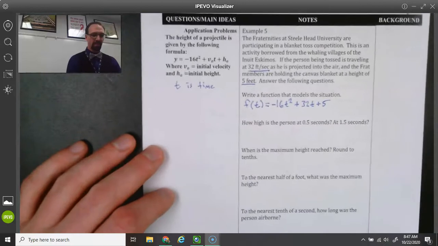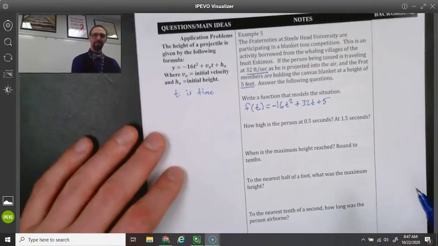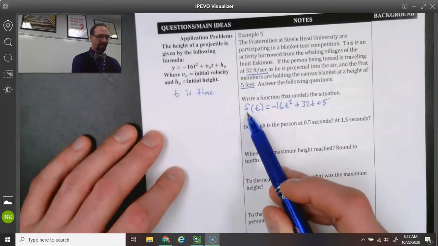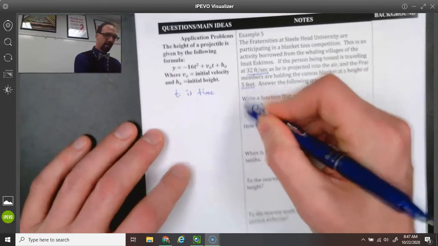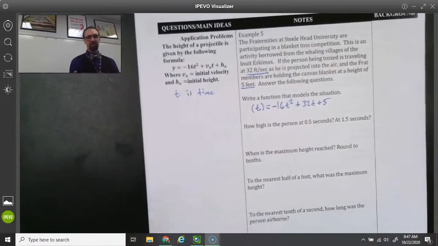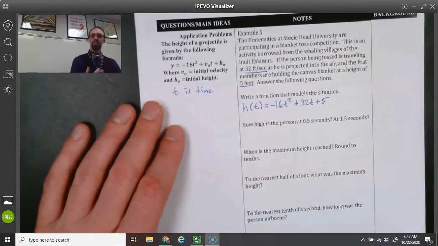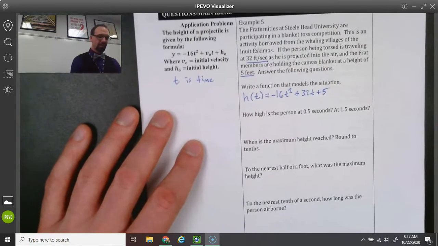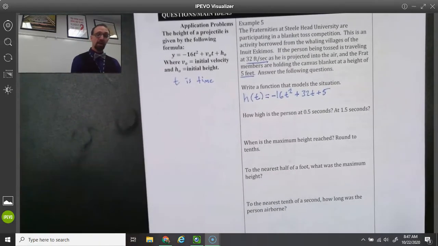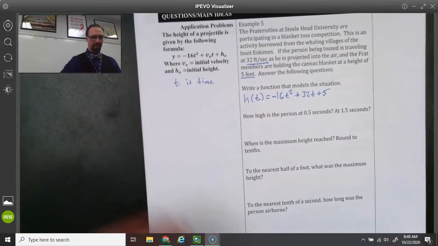This is how high is the person at 0.5 seconds and at 1.5 seconds. So I'm asking for their height. Instead of being just a function of time, I can say this is their height over time. So this gives me a little bit more concrete function that models it. How high is the person at 0.5 seconds and at 1.5 seconds? You plug in those values, because you're given time. So if you're given time, plug that in to find the height.